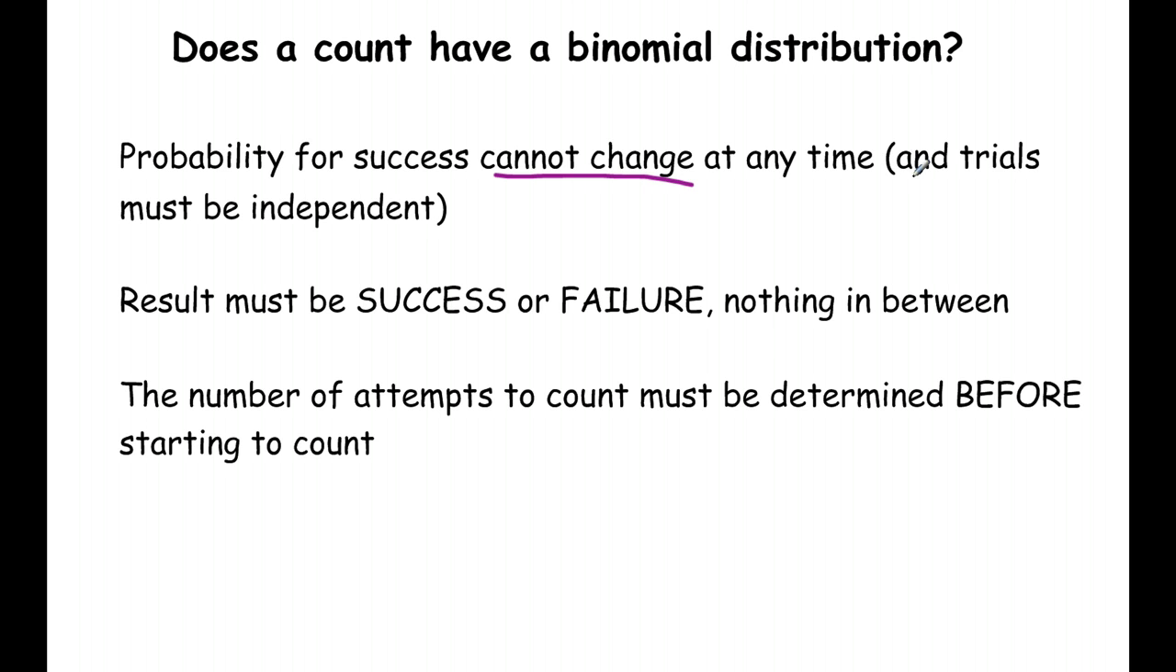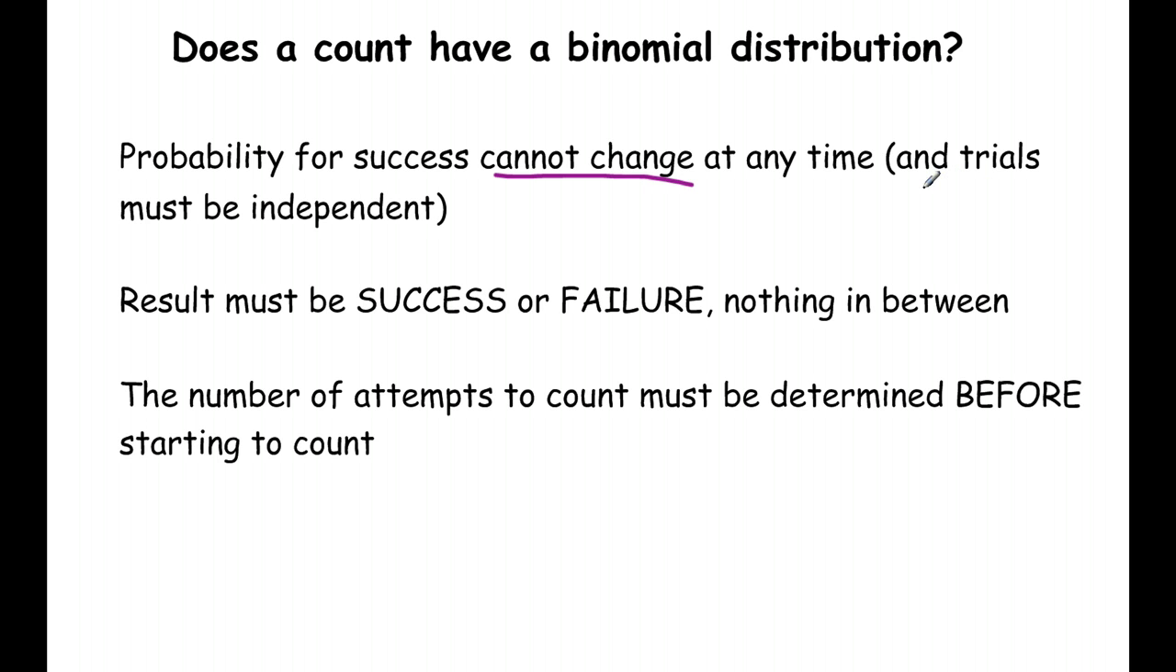And along with that, each trial is independent. So what I mean by that is if you're flipping a coin, the first coin flip has a 50% chance of being heads. The second coin flip has a 50% chance of being heads, and so does every coin flip afterwards. So that would be the probability for success never changing. If you define success as getting a heads, then the probability of getting a heads never ever changes. So that part's good.